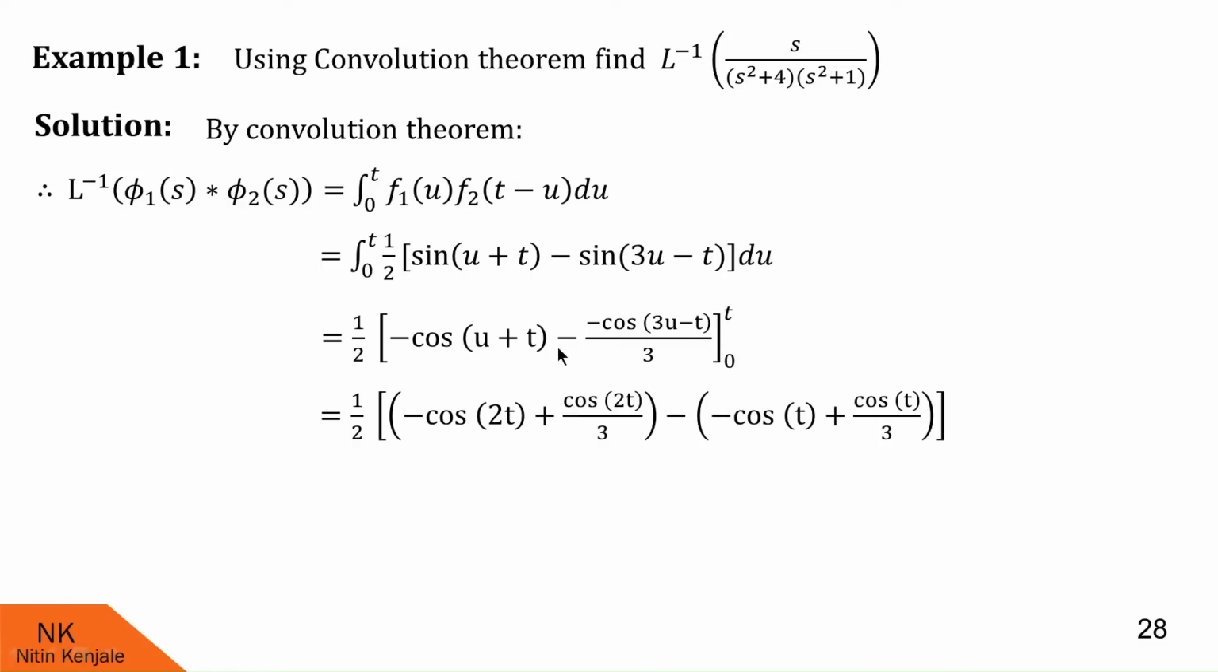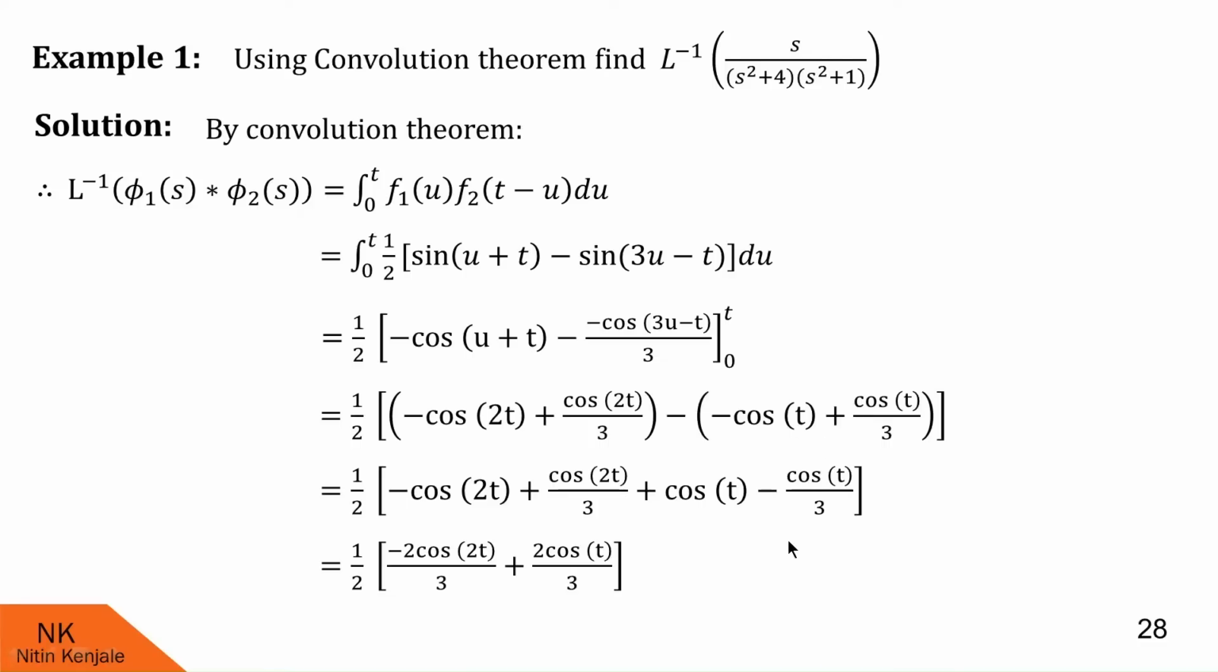Similarly here we get plus cos 0 minus t. So it is cos of minus t, but cos is even function. So cos of minus t is cos t. Now you can open the bracket and simplify this. So I have opened this bracket. So minus minus becomes plus, minus plus becomes minus.